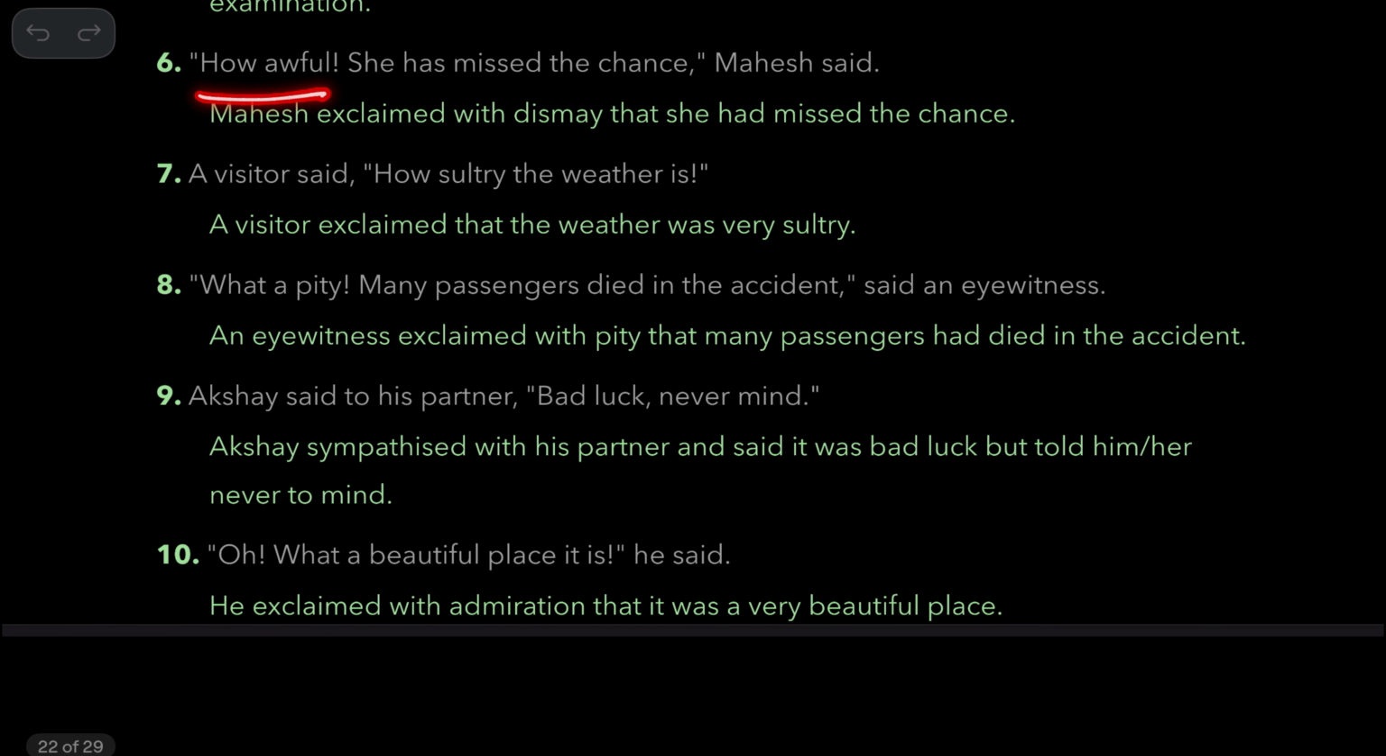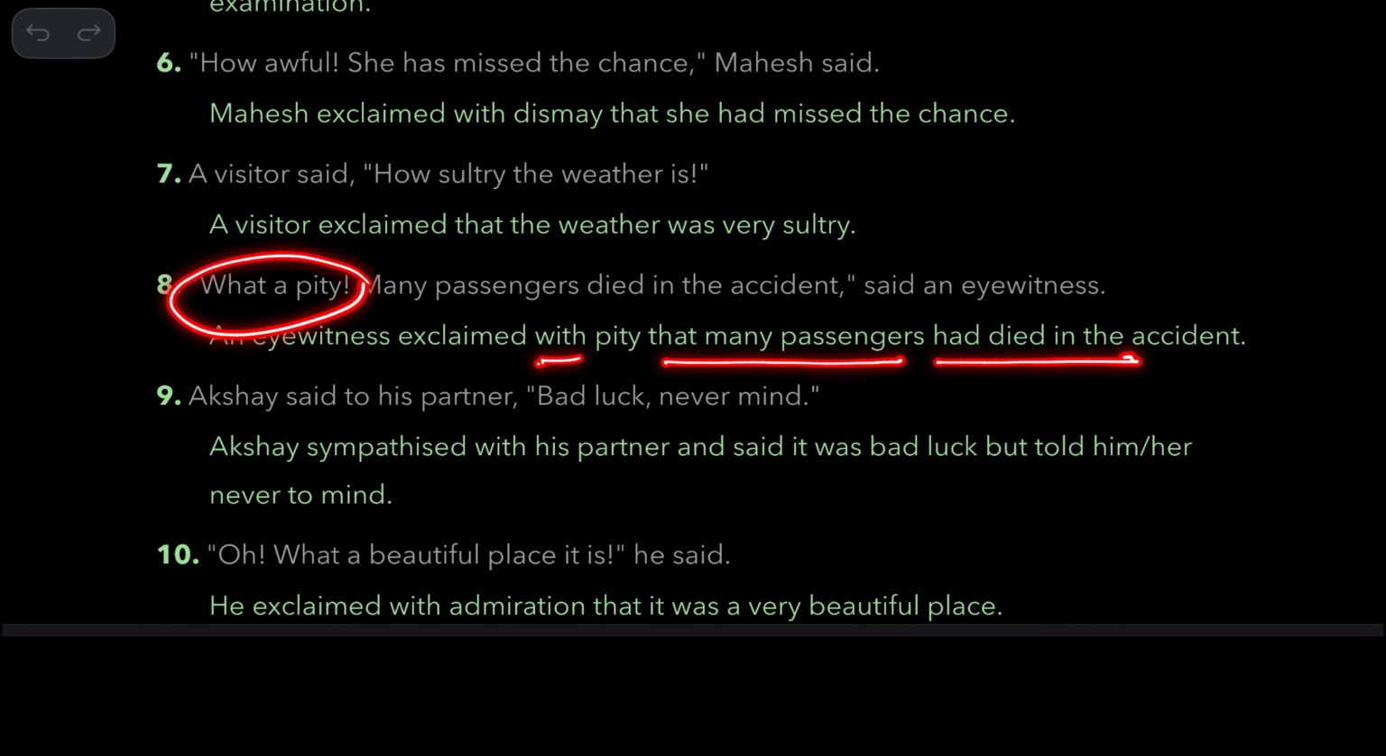"How awful! She has missed the chance," Mahesh said. Mahesh exclaimed with dismay. Here, this person is disgusted or shocked by what he had seen. He didn't like it. A visitor said, "How sultry the weather is." A visitor exclaimed that the weather was very sultry. "What a pity! Many passengers died in the accident," said an eyewitness. An eyewitness exclaimed with pity that many passengers had died in the accident.